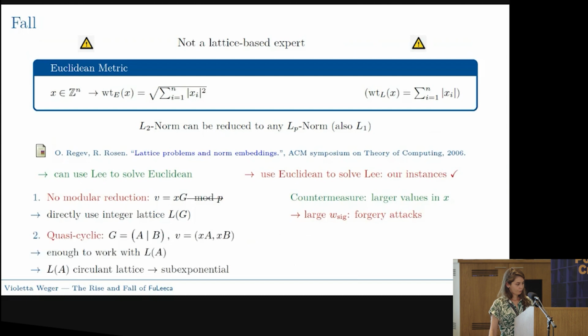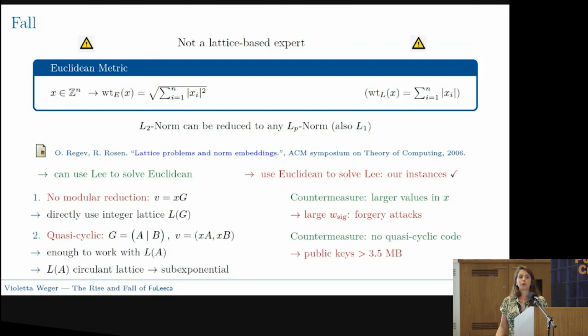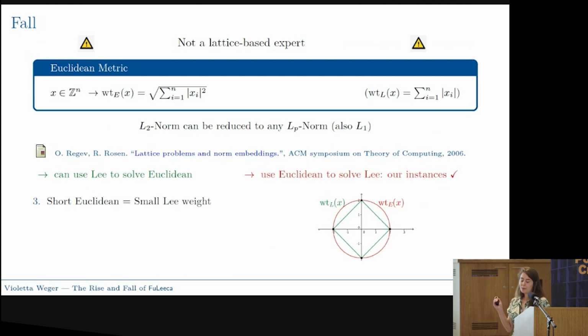So, bad idea. Second of all, the quasi-cyclic structure. Because they already see the integer lattice LG, now they can also work with just half of it, LA, which is now a circulant lattice, which might enable sub-exponential costs, so very scary. Can we avoid this? Well, we can use a structure that is not quasi-cyclic, but then we get public keys which are huge. And I think this one is the biggest problem that we first need to solve if we ever want to use the Lee metric in crypto and consider it code-based and not lattice-based.